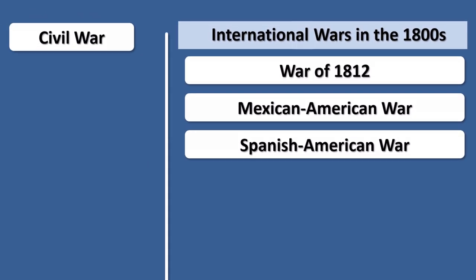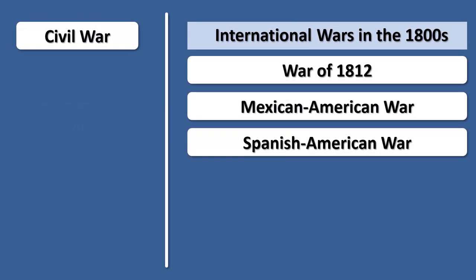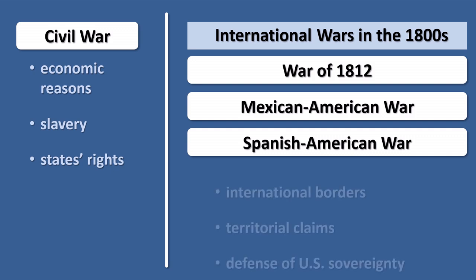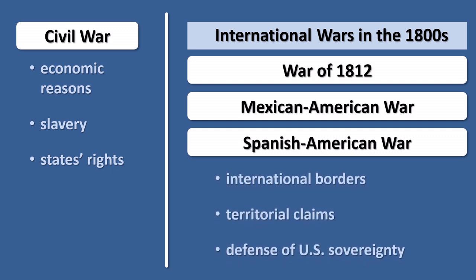Problems that led to the Civil War included economic differences between the North and the South, disagreements about slavery, and differing views on states' rights. Issues that led the U.S. into international wars in the 1800s, on the other hand, were mostly related to disputes about borders between countries and arguments over different governments' territorial claims.